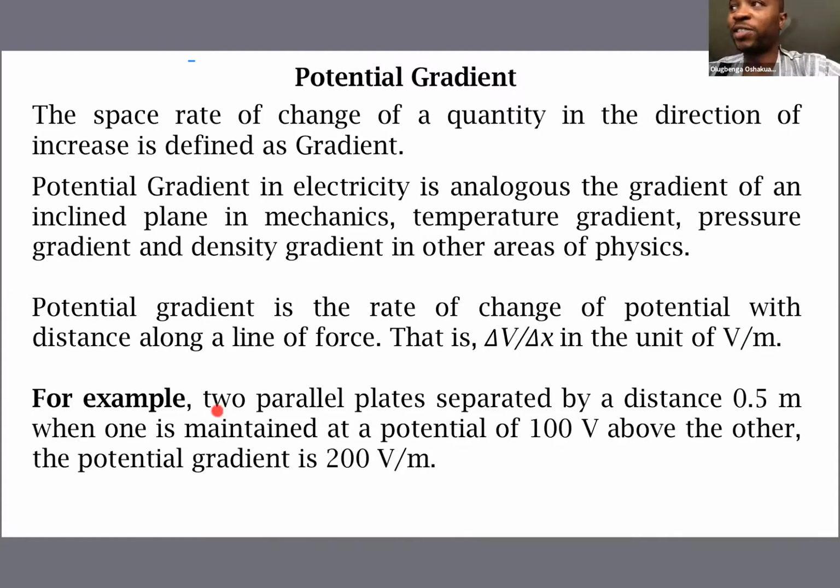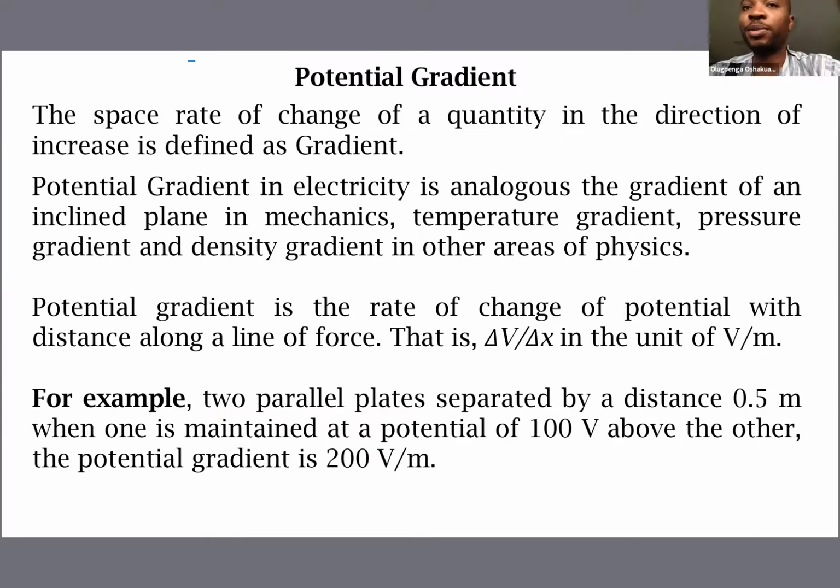So let's take, for example, two parallel plates separated by a distance of 0.5 meter. When one is maintained at a potential of 100 volts above the other, the potential gradient is 200 volts per meter. So here the potential difference is 100 and the distance is 0.5, so 100 divided by 0.5 will give you 200 volts per meter.